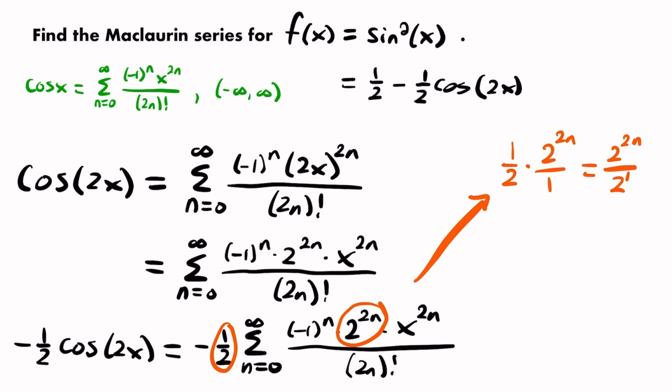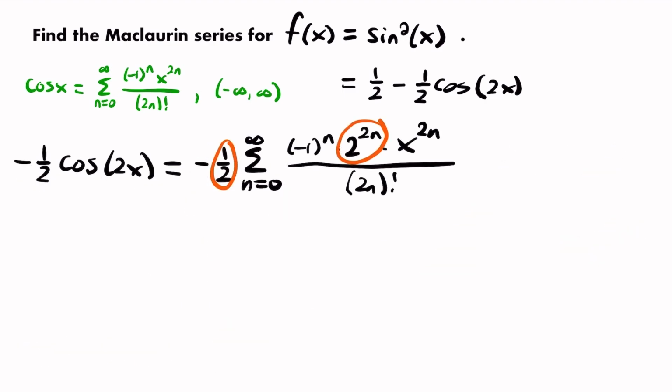And so if we do that, this will give us 2 to the power of 2n minus 1. We subtract this power of 1 from this power of 2n. So if we multiply 1/2 into this series and make that simplification, this 1/2 will disappear, and this 2 to the power of 2n will become 2 to the power of 2n minus 1. So let's work on that next.